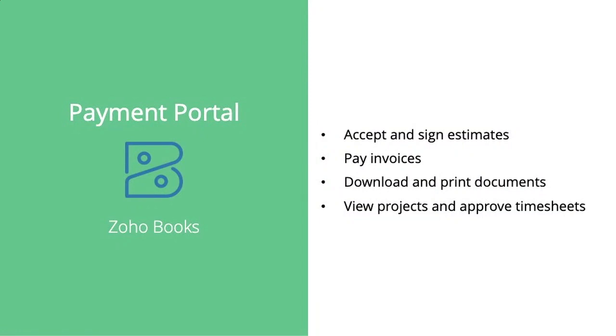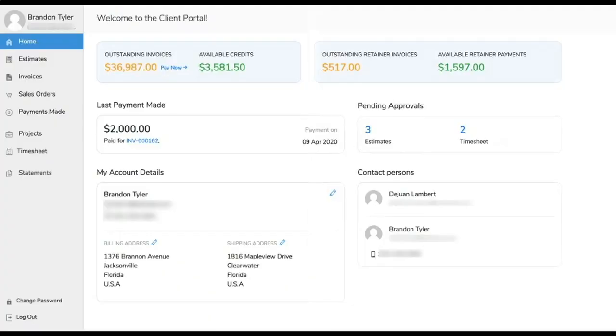First thing, you can share estimates with your clients and have them accept and sign those through their portal. Clients can log in and pay invoices, so they can see all of the things they owe and whether or not they've paid. They can download and print these things if they want. And then also you can set this up to share project details with your clients and even have them approve timesheets. So this is a screenshot showing what it looks like, but why look at that when we can look at the live thing instead?